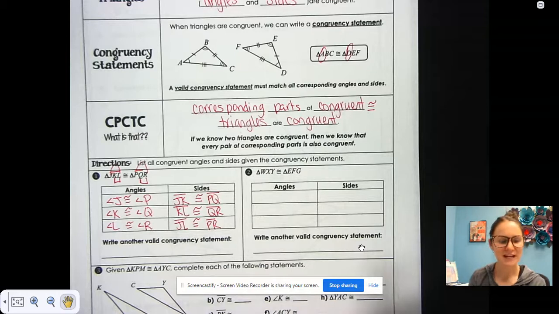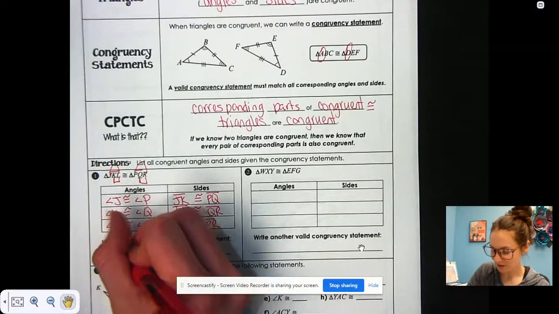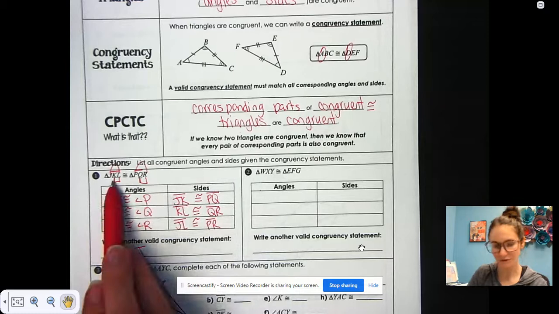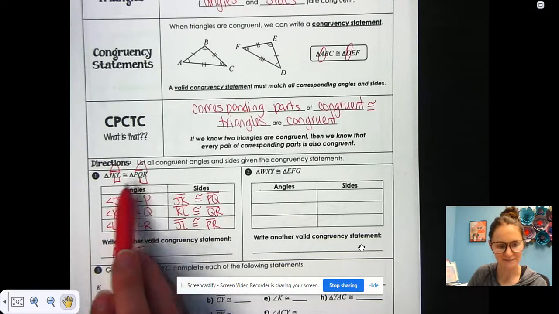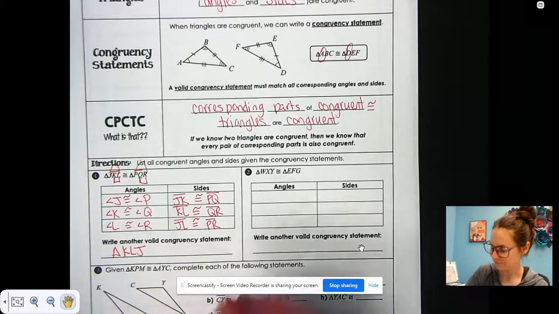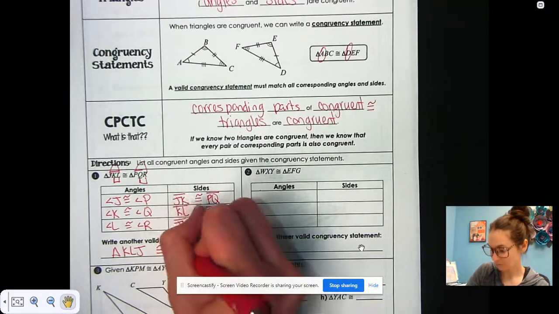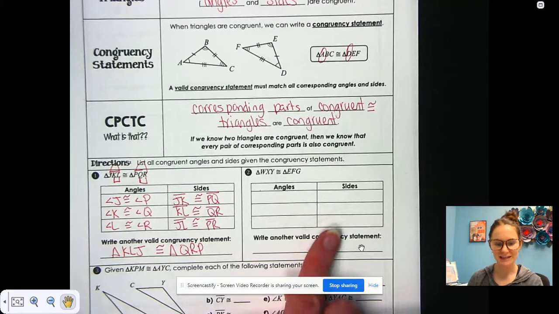Okay, write another valid congruency statement. We can turn it around. So if I said triangle KLJ, I went middle, last, first, I would need to go middle, last, first, QRP. So that's another way I can write that congruency statement. You're going to be trying that here.